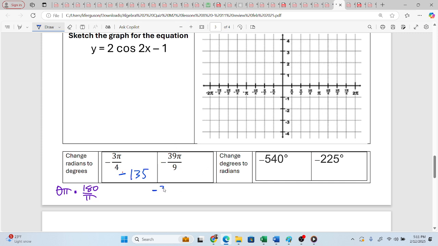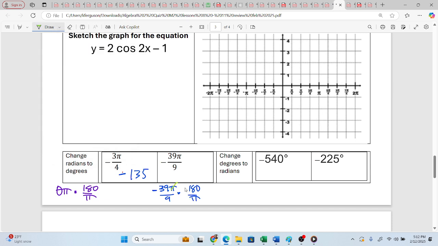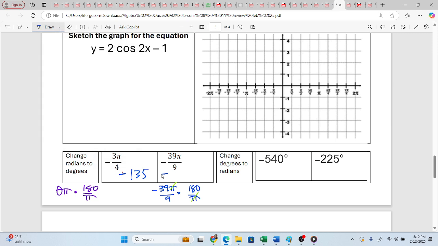I need to take negative 39 pi over 9 and multiply that times 180 over pi. So now I've got some stuff to cross cancel. So let's do that. From jump, the pi's go away because my degrees don't have any pi. And if it would please the court, I'm just going to put the negative there. Now I'm going to ignore the negative. Okay, so we're not going to worry about the negative.